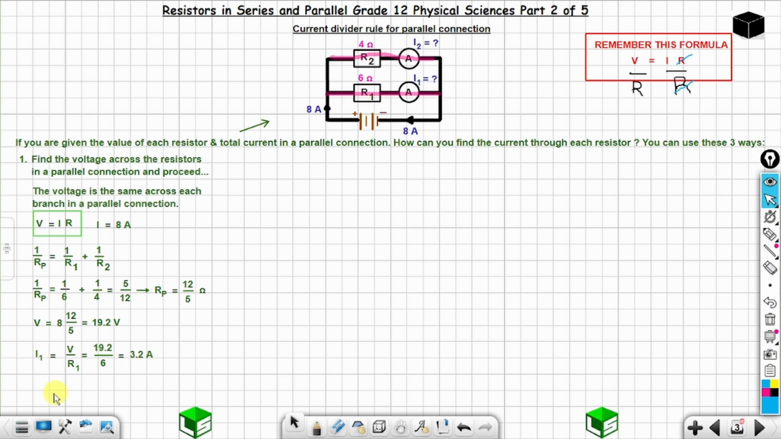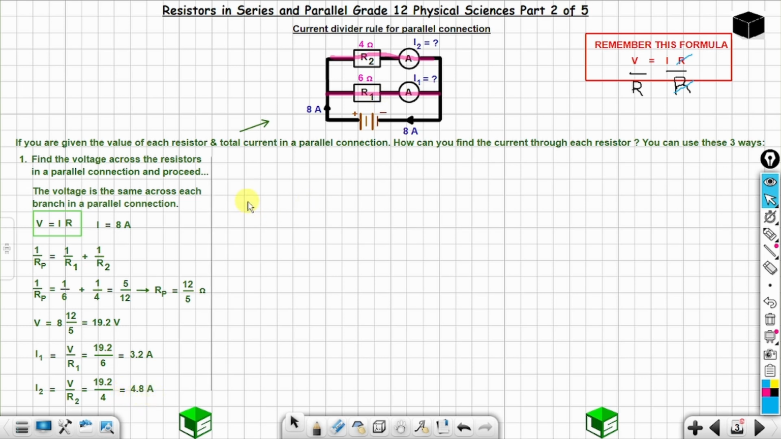Now I2 is equal to, use the same formula. When you are calculating I2, you are going to have I2 is equal to the voltage over R2. The voltage is the same across each branch in a parallel connection. So I2 is equal to 19.2 over 4. This is equal to 4.8 amperes.